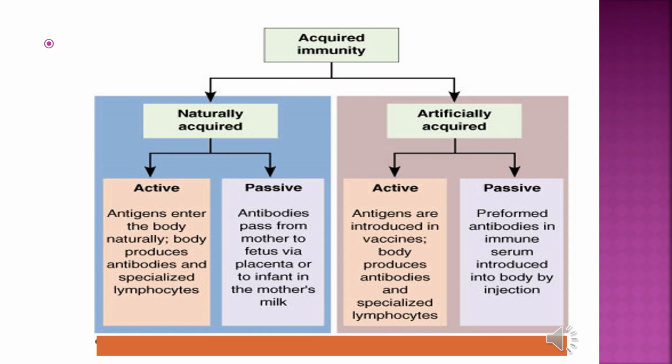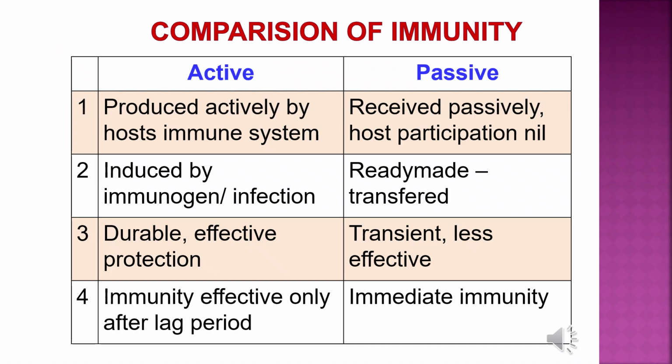In artificially acquired active immunity, antigens are introduced in vaccines, and the body produces antibodies and specialized lymphocytes. In passive, preformed antibodies in immune serum are introduced into the body by injection. So now we'll see a comparison of active and passive immunity.